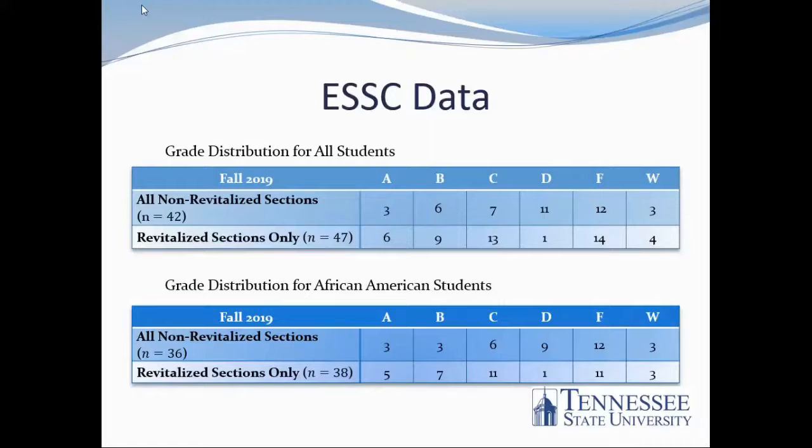So you can see here that the students who were enrolled in the revitalized section overall performed better than the students who were enrolled in the non-revitalized sections, the course that was taught in the traditional manner.